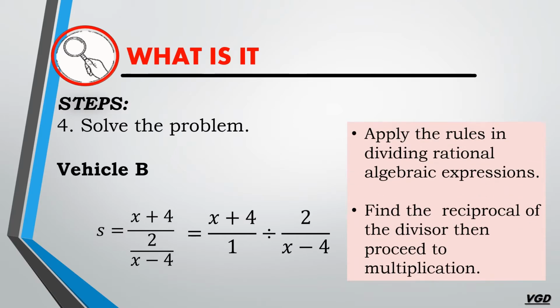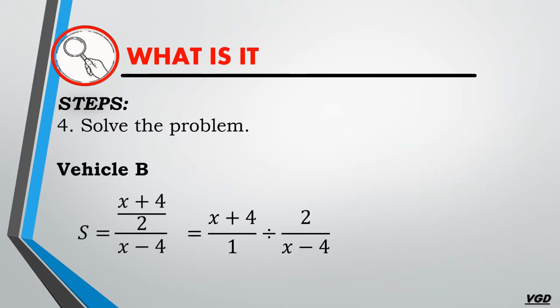In solving this equation, we have to apply the rules in dividing rational algebraic expressions, in which we have to find the reciprocal of the divisor, then proceed to multiplication. The reciprocal of 2 over x minus 4 is x minus 4 over 2. So, applying the rule, we will have x plus 4 over 1 times x minus 4 over 2.